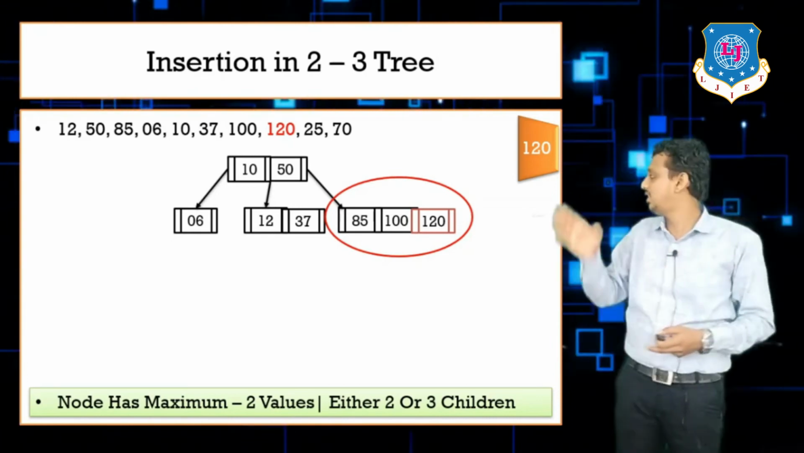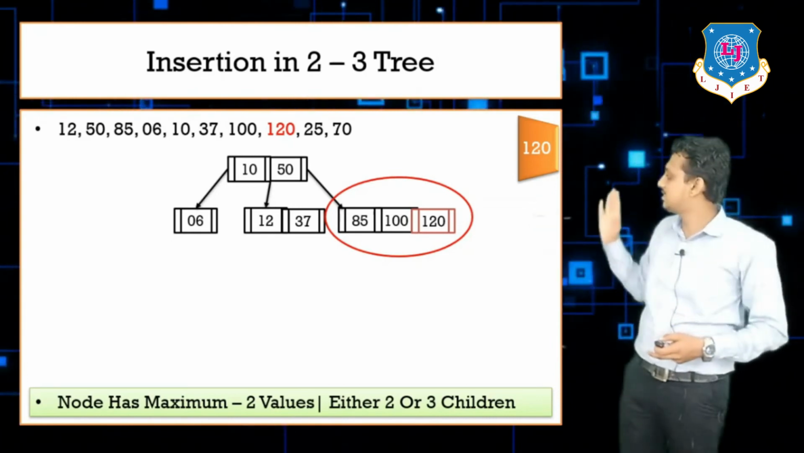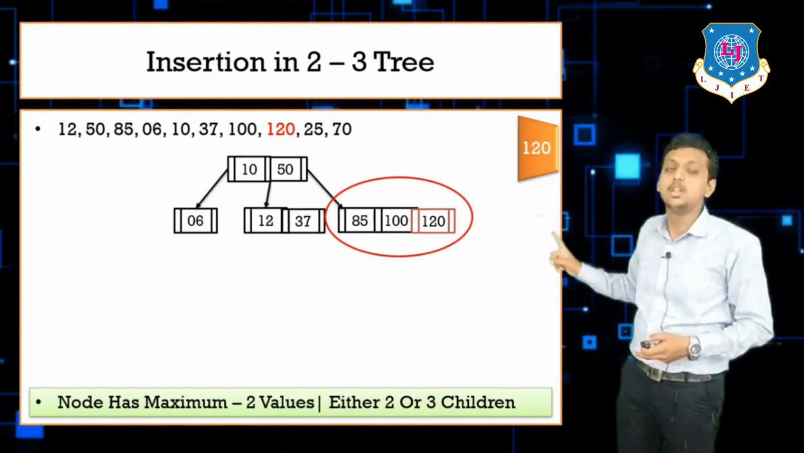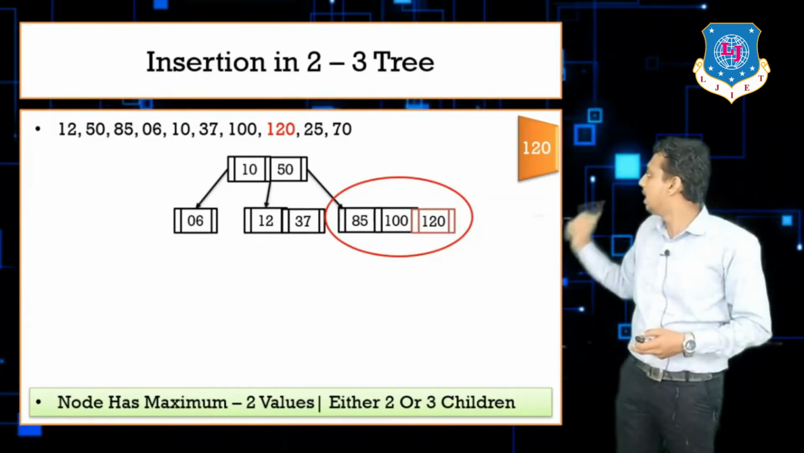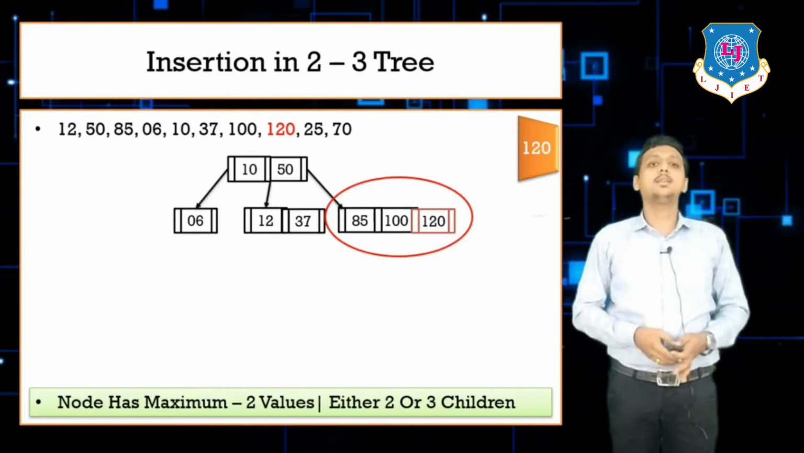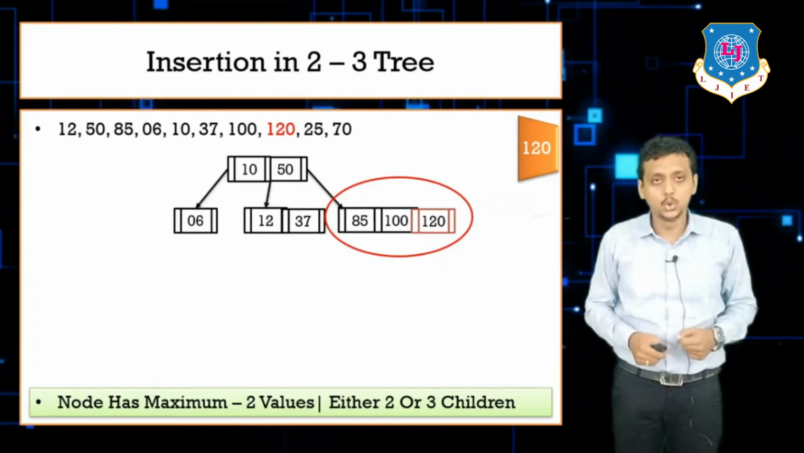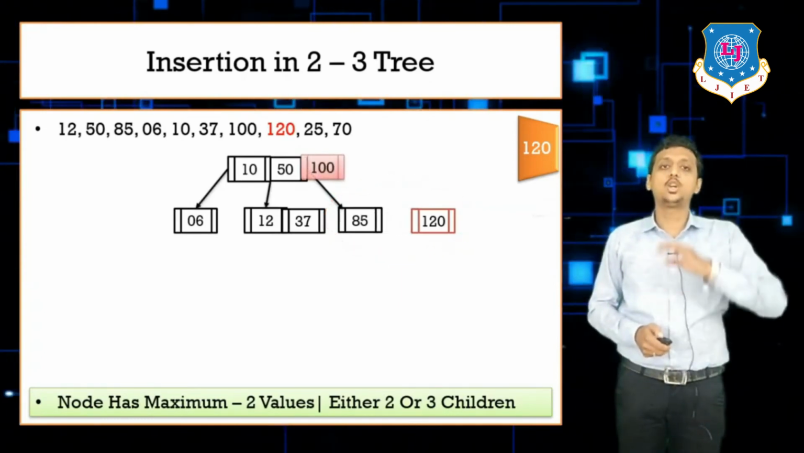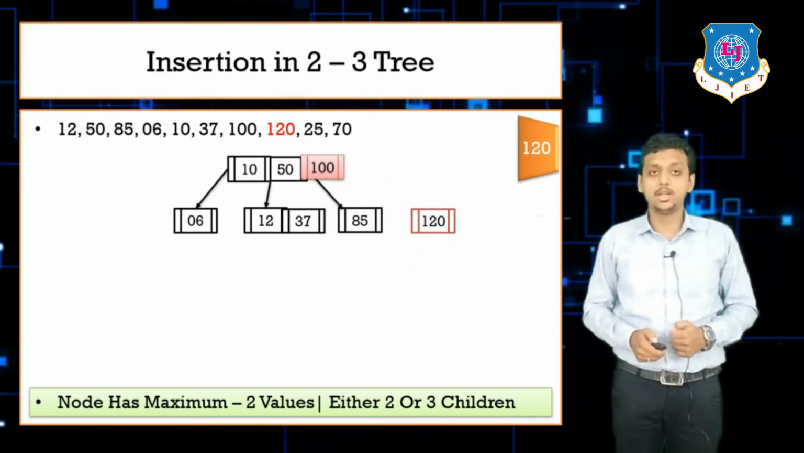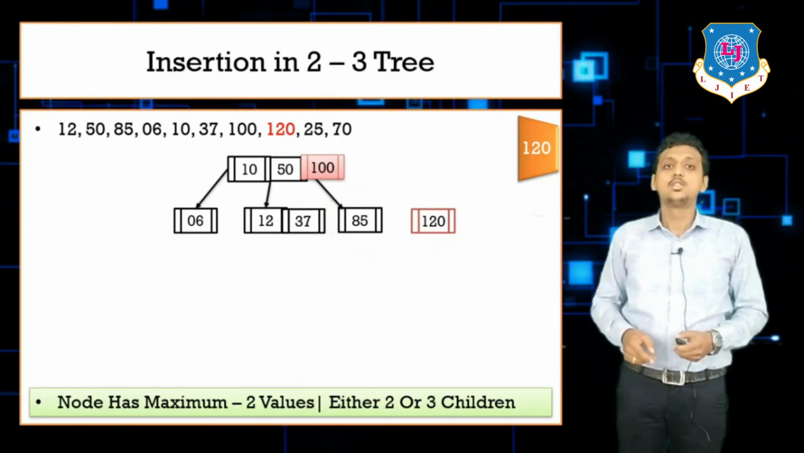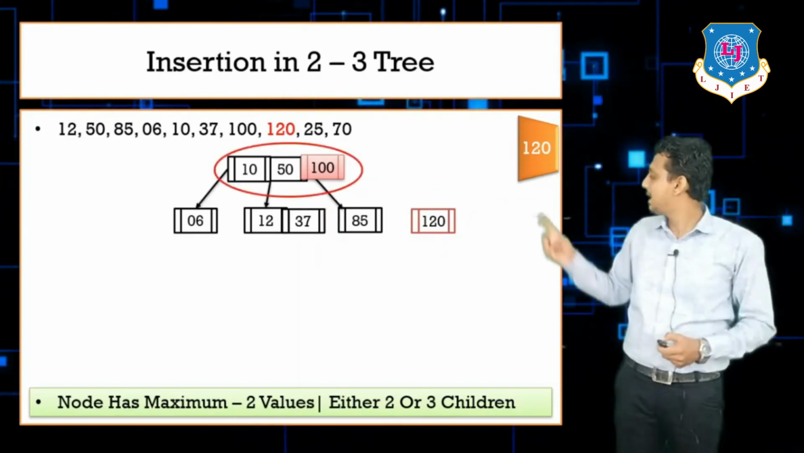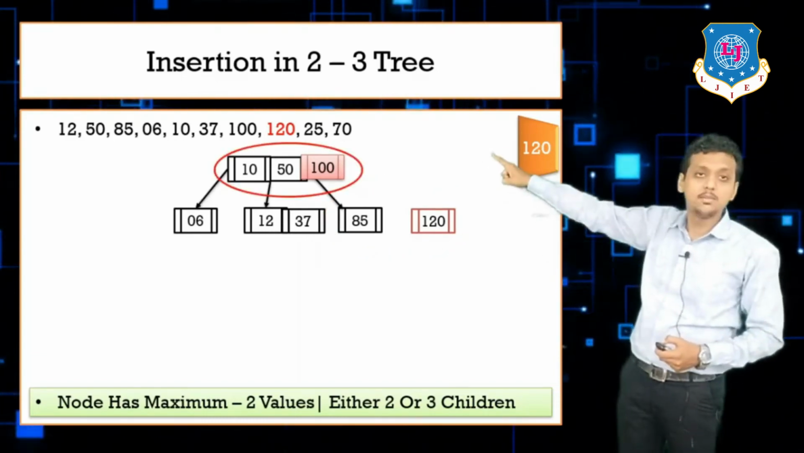That's why I am just inserting 120 over there, and then I see that 100 is a term which can be a middle term. So I can move 100 to the root node. So here it is, 100 goes with the root node. Now tell me, my root node becomes full.